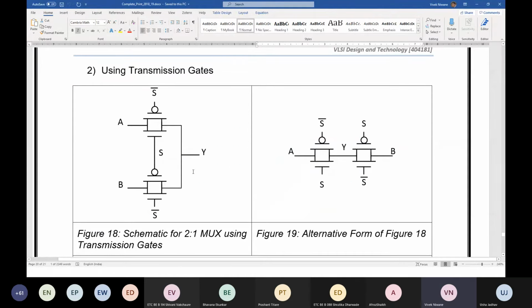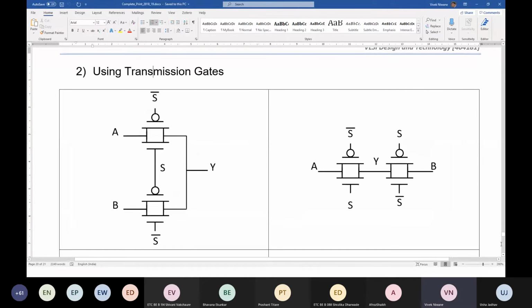So, let us analyze this schematic. How will we analyze the schematic? Let us see.